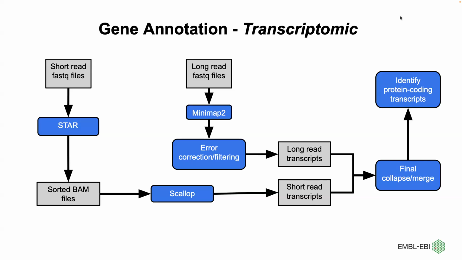For long reads, we take data from PacBio and ONT platforms, and this data is aligned to the genome using Minimap2. We do error correction and filtering of the output, and this gives us the long read transcripts, which along with the short read transcripts are collapsed and merged. Now, these transcript models are validated against the known protein coding genes, and this is done via Diamond, which is used to align the transcript models to the experimentally validated protein sets, so as to infer whether the transcript model that we have predicted is valid or not.